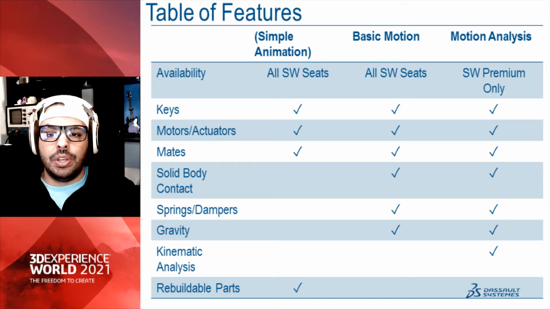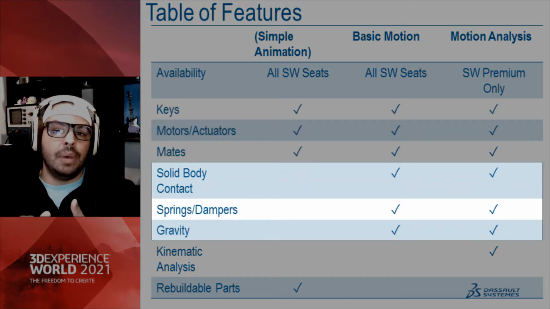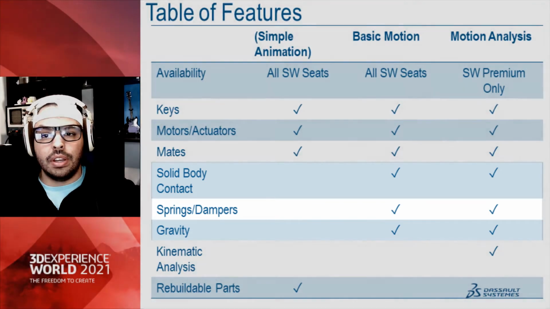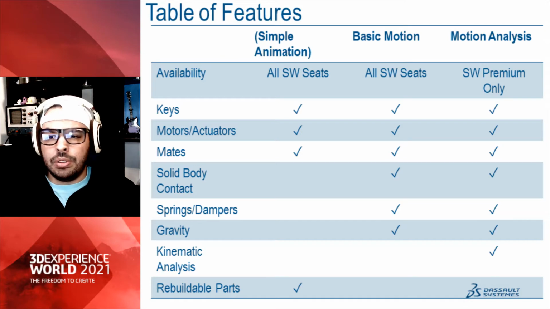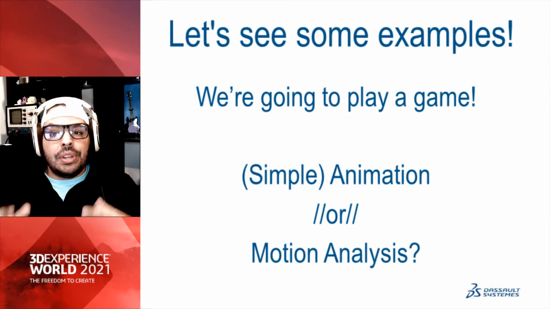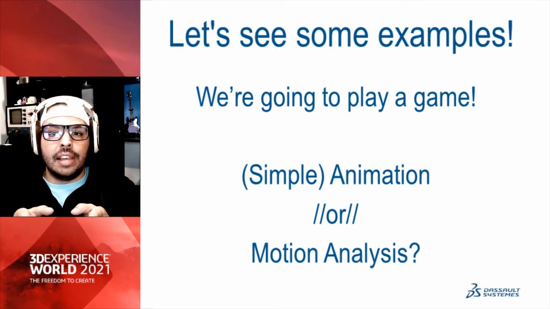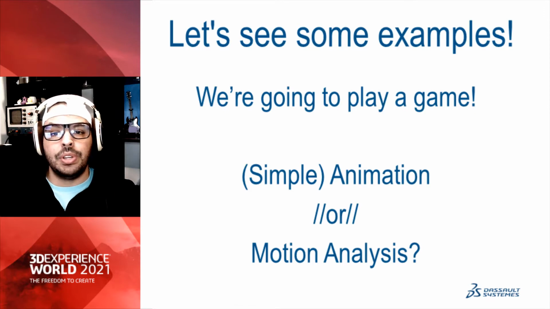Another way to ask the question is, can we get the motion we want from keys, motors, or mates? Or do we need gravity, solid body contact, or springs to get it done? You may notice the rebuildable parts down at the bottom, and I'll circle back to that later. But for now, let's play a game. I'm going to show you some examples from the CAD Model of the Day project, and you try and guess, based on what I've told you, is it a simple animation or a motion analysis?